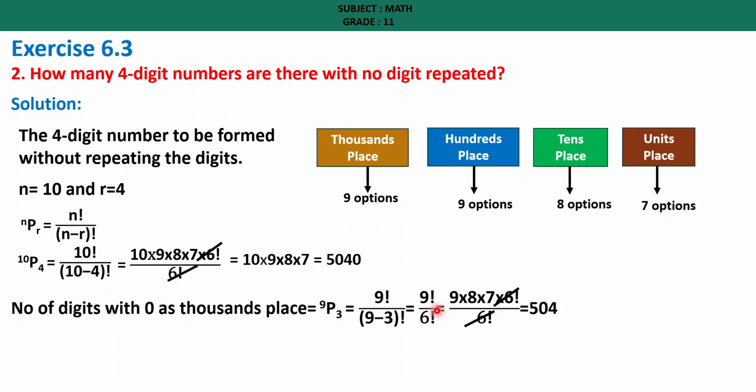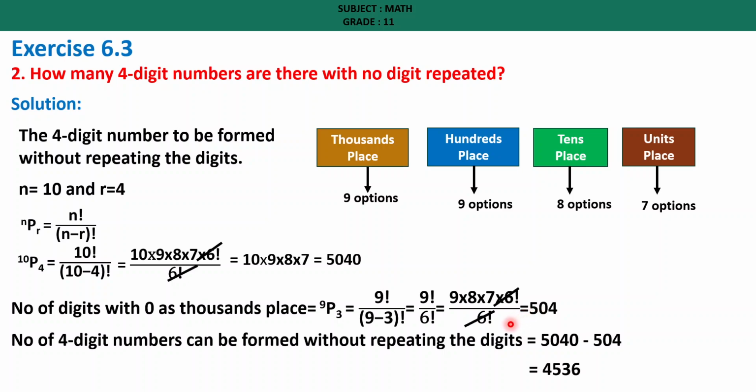That is 9 factorial by 6 factorial, that is 9 into 8 into 7, that is 504. So from this 5040, we have to remove this one. Therefore, the number of 4-digit numbers formed without repeating the digits is equal to 5040 minus 504, that is 4536.